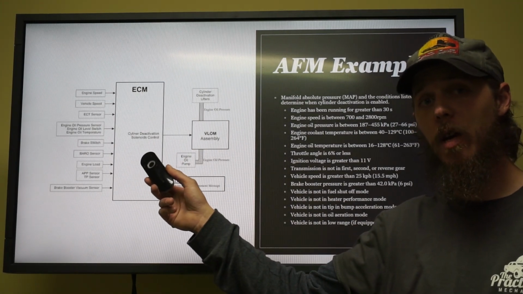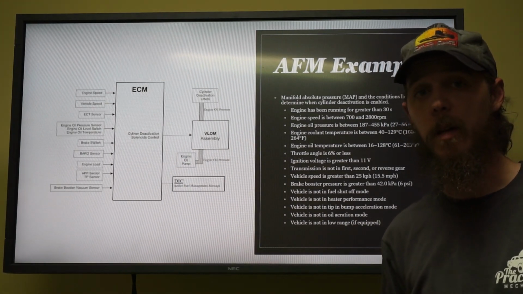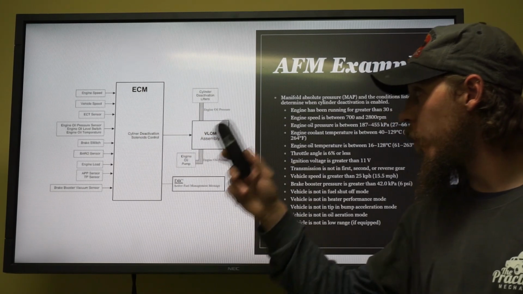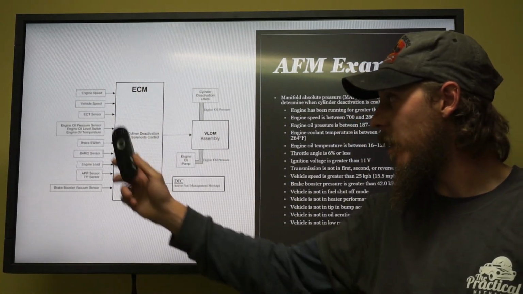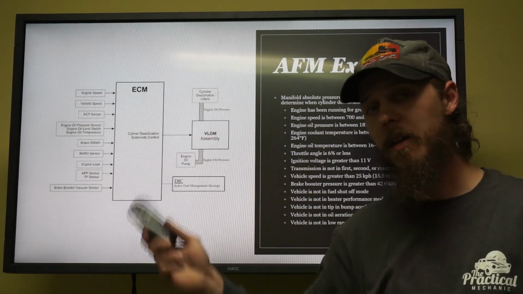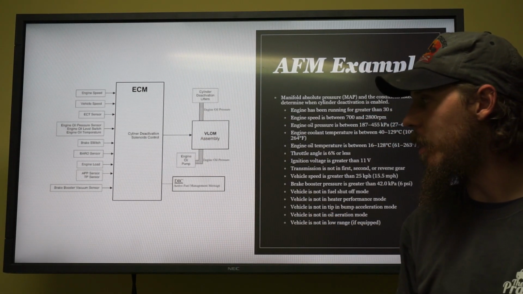I find block diagrams are the easiest for me, because then I can go through, and if my engine speed is within the criteria, check. Vehicle speed, check. ECT, check. And you narrow it down to exactly what you need.